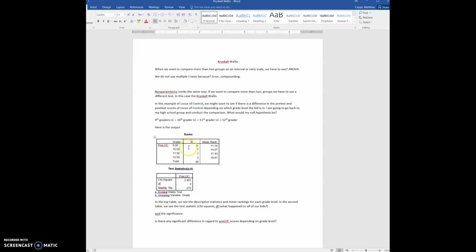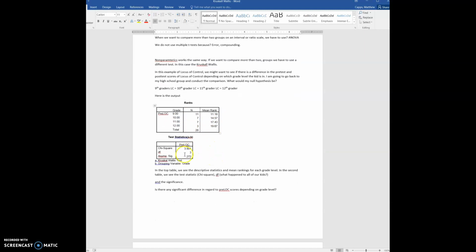So here's the output. So I had 28 participants. Here's their ranked scores on their surveys. And what I discover is there is no significant difference in these scores on the locus of control, the pretest locus of control.